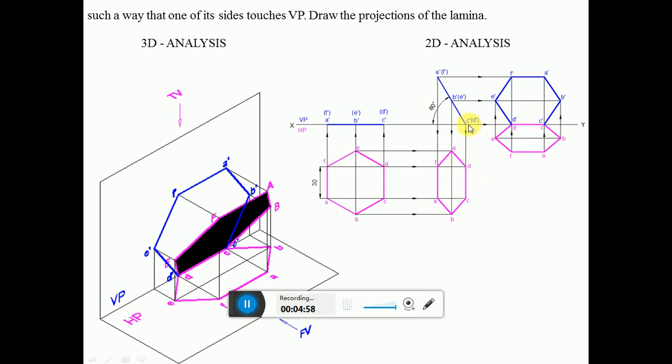So C dash D dash is on the XY line, which is on HP. The same side has to rest on VP. So you measure the length from here to here, CD, and you mark it on C dash D dash. Then draw a perpendicular from C and D and measure the length from D to F, and also from C to A, both of which will have the same length. From D you mark that point, and from C also you mark the point. And then measure the length from D to this point. From D you mark this.